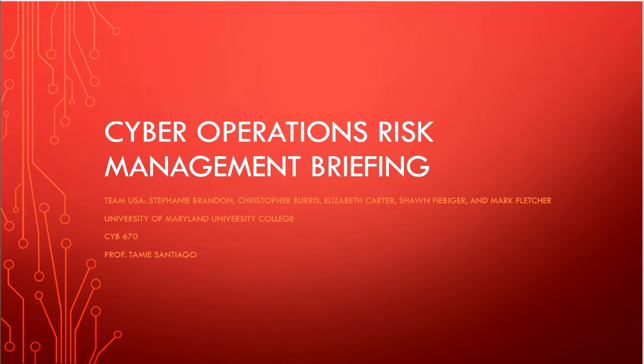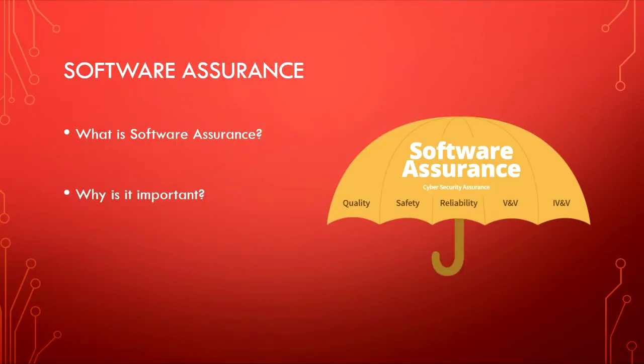So let's take a look at what software assurance is and why it's important and why we need to understand it. Specifically, software assurance seeks to reduce or remove vulnerabilities in order to increase confidence that software can be used securely and effectively. So why is this important? Specifically when you're talking about software assurance and the cybersecurity aspects of it, you're looking at the quality, the safety of it, the reliability, and the verification and validation of why you can use the software that you use safely and effectively.